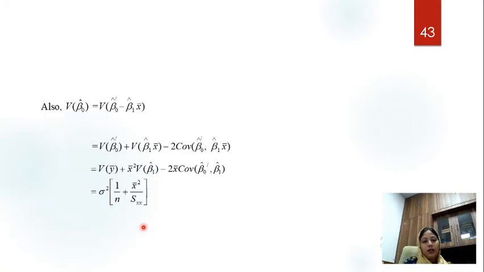Also, the variance of beta naught hat is given by the variance of beta naught hat dash minus beta 1 hat x bar. So this is equal to, variance of a minus b is equal to variance of a plus variance of b minus twice the covariance of a and b. So variance of beta naught hat dash is y bar, x bar square, x bar is a constant, so x bar square comes outside the variance term, variance of beta 1 hat, minus 2 x bar, so this is coming out, covariance of beta naught hat dash and beta 1 hat. And this term is 0, so this is equal to variance of y bar, which is sigma squared by n, x bar square constant as it is, variance of beta 1 hat is sigma squared by Sxx.